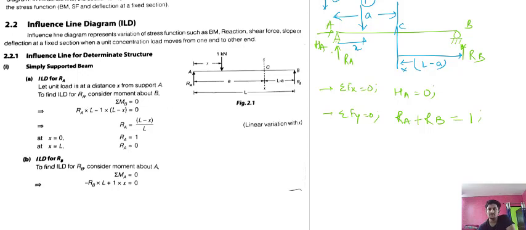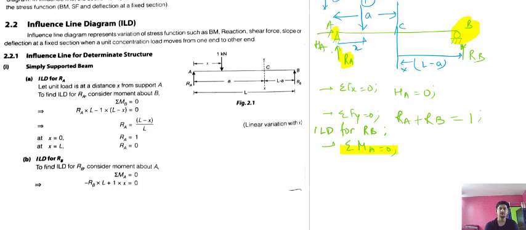Now from the third equation, that is summation of moment at A equal to 0, there can be two cases. When I am making an ILD for RB, you need to consider moment at A to be 0. And when I want to make an ILD for RA, then you need to take moment at B to be 0. This you need to remember.